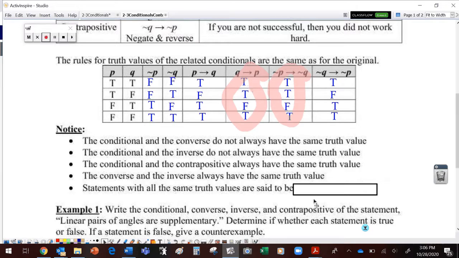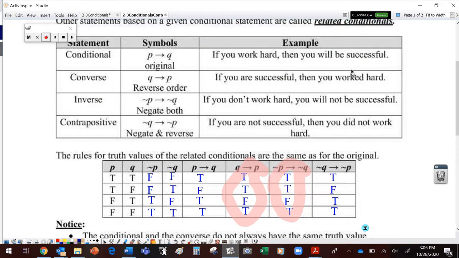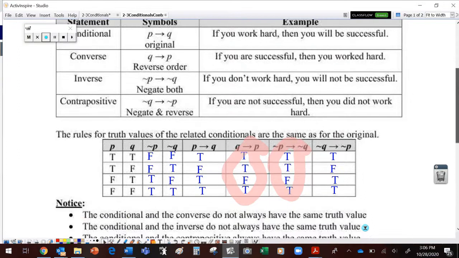Now, statements that always have the same truth values are said to be logically equivalent. So if we take our original examples up here: if you work hard, then you will be successful; if you are not successful, then you didn't work hard. These two statements are said to be logically equivalent because the truth values of the first one will always be the same as the second one. And they're basically saying the exact same thing. If you work hard, you'll be successful. If you're not successful, that means you didn't work hard.